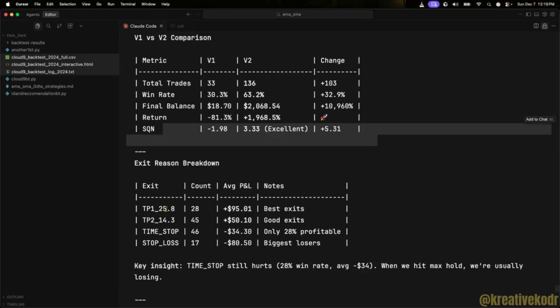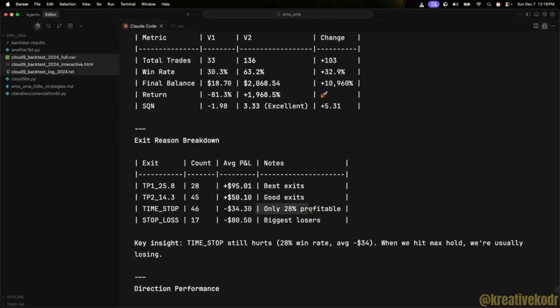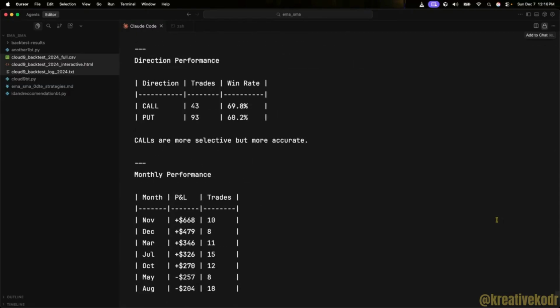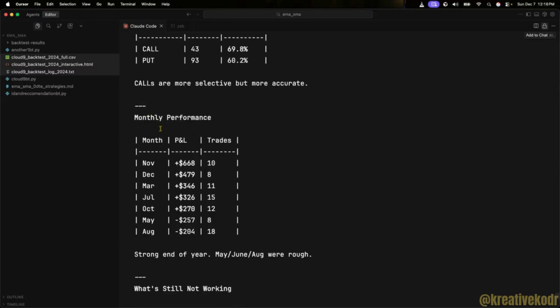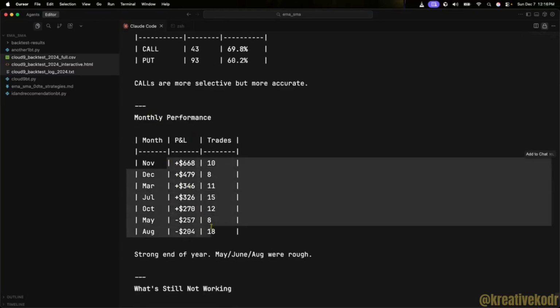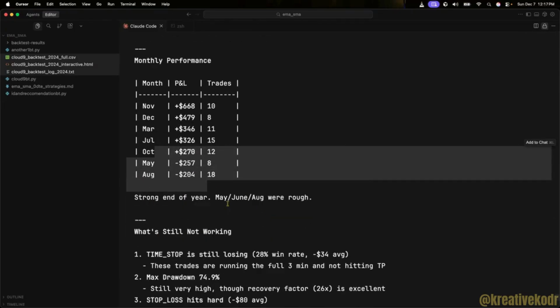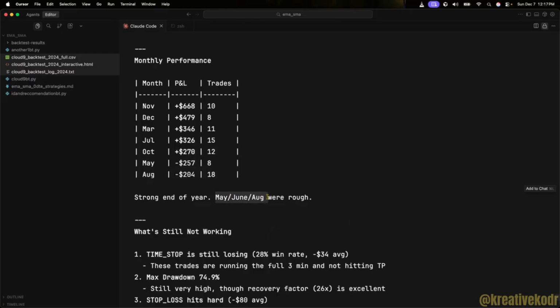Exits. The best exit was at TP1, or 25%. And then we have good exits at TP2. Time exits are only 28% profitable. Stop losses. The time stops still hurt, 28% average. When we hit max hold time, we usually are losing. The calls are more selective but accurate. Monthly performance, that's what's up. But May and August are just a bit negative, so we've got to improve those. Strong year. May, June and August were rough. The summer is damn near always rough.